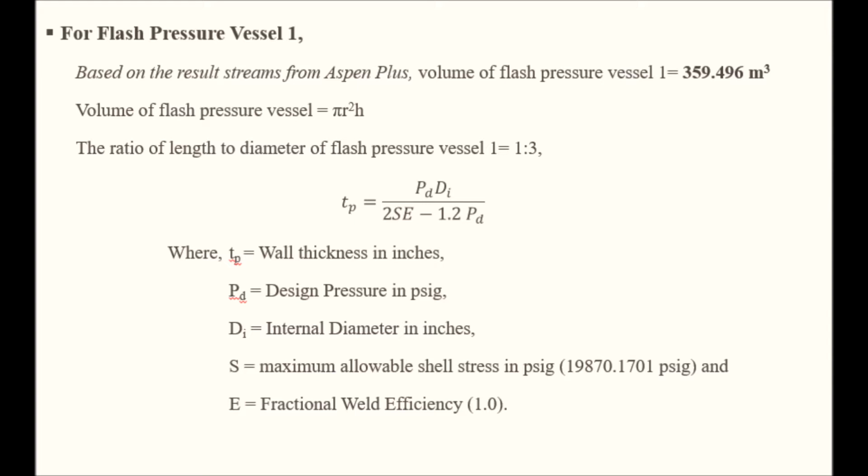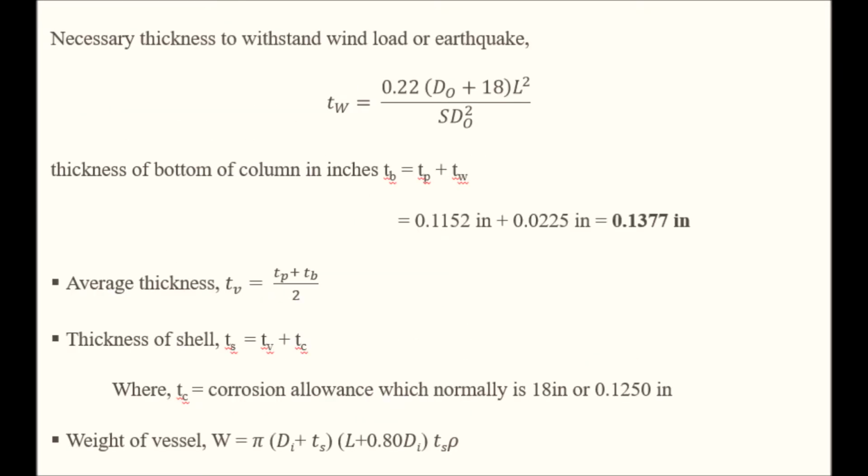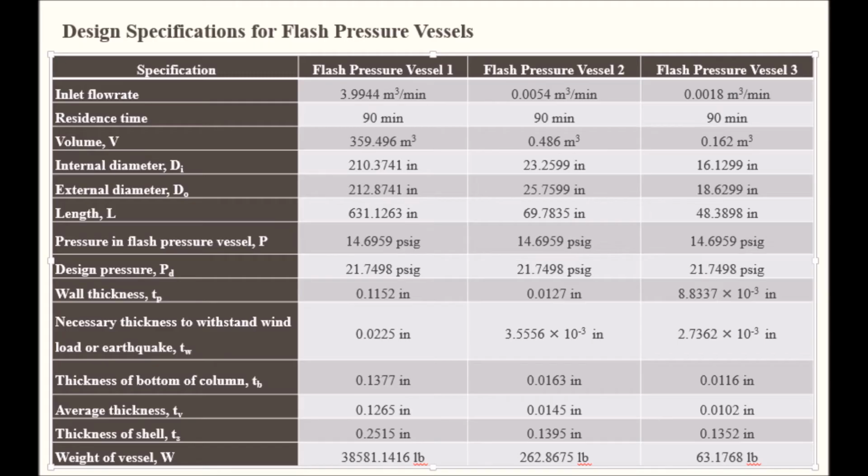The wall thickness of the flash pressure vessel can be calculated by using this formula. The necessary thickness to withstand wind load or earthquake is calculated by using this formula. Then the thickness of bottom of column in inch is calculated, which is 0.1377 inch. Then the average thickness of shell and weight of the vessel is calculated by using this formula. This table shows the design specification for flash pressure vessel 1, flash pressure vessel 2, and flash pressure vessel 3.